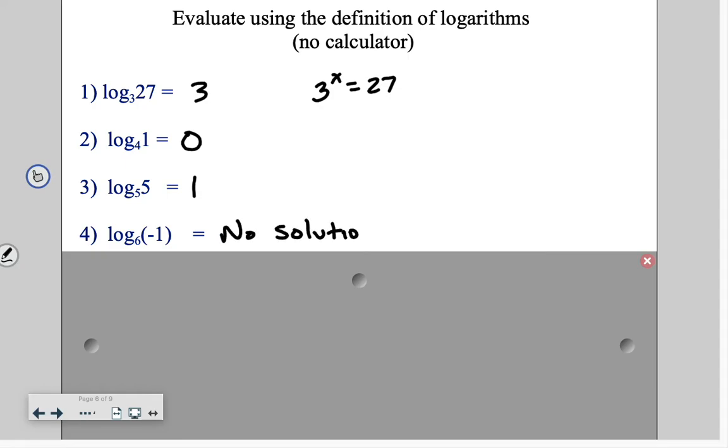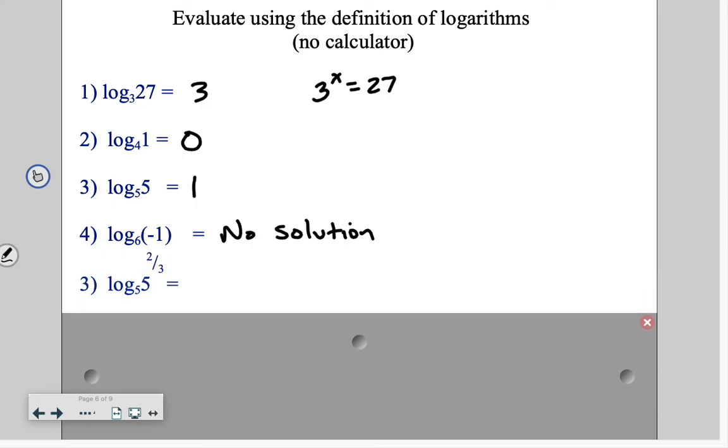That's why I put that one in there, because I wanted to go back to that definition of a log again and remind you, you can't take the log of a negative. If you start with a positive base, which you have to, that's part of the definition, that means if you start with a positive number, you're going to end with a positive number. There is no power that you can raise and get a negative answer. 6 to some power does not equal negative 1.